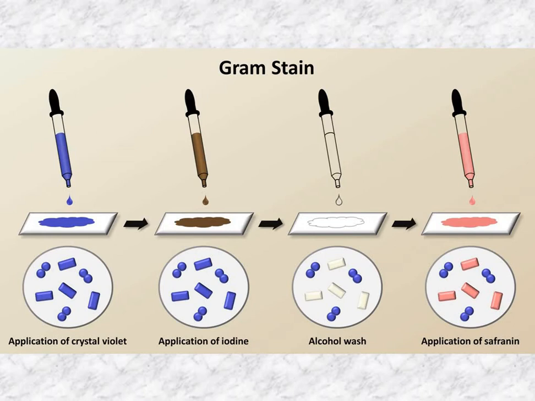So when the cells are treated with the second stain, that is pink in color, safranin, the gram-negative cells, which are at the stage without any color or without any stain, get this pink color, so they appear pink under the microscope. And these gram-positive cells, as they already had violet stain, do not get the second stain that is pink in color.